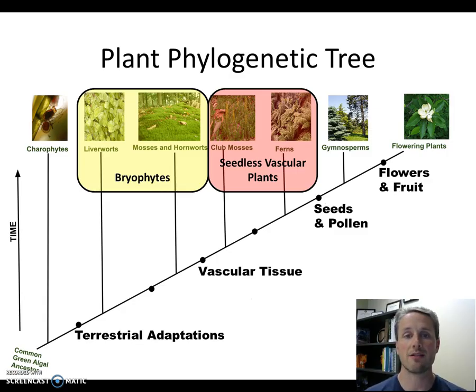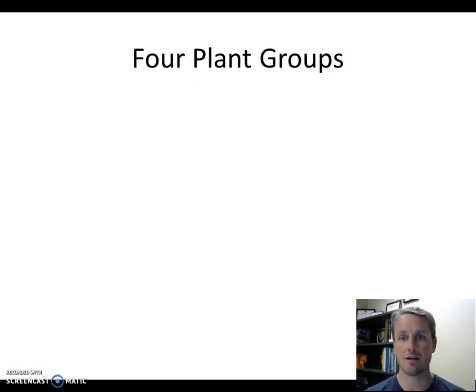So that's our plant phylogenetic tree. Again, we can break the plants into these four groups: the bryophytes, the seedless vascular plants, gymnosperms, and angiosperms. And along the tree, we can place these adaptations in between the groups that were added as evolution progressed in plants. So to sum up, let's just talk about these four plant groups really quickly and what each one of them has.